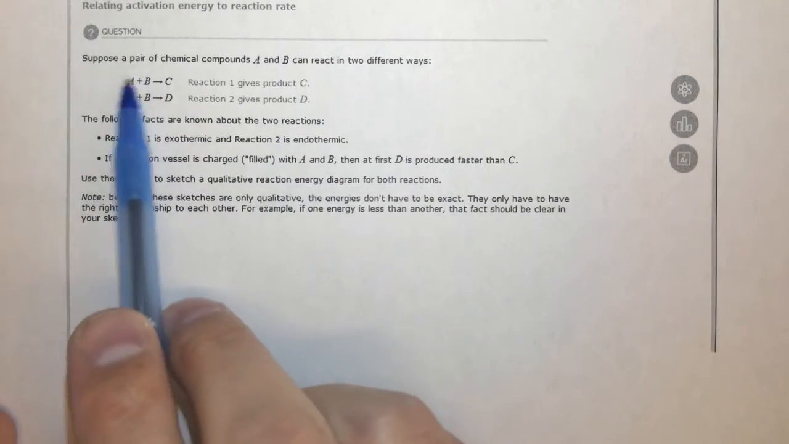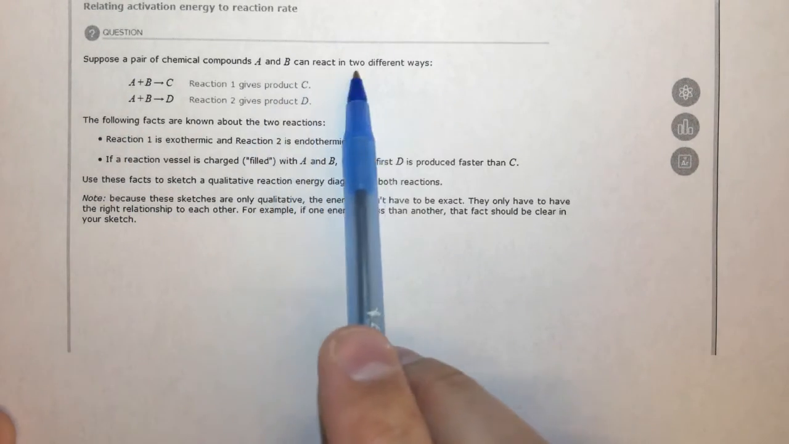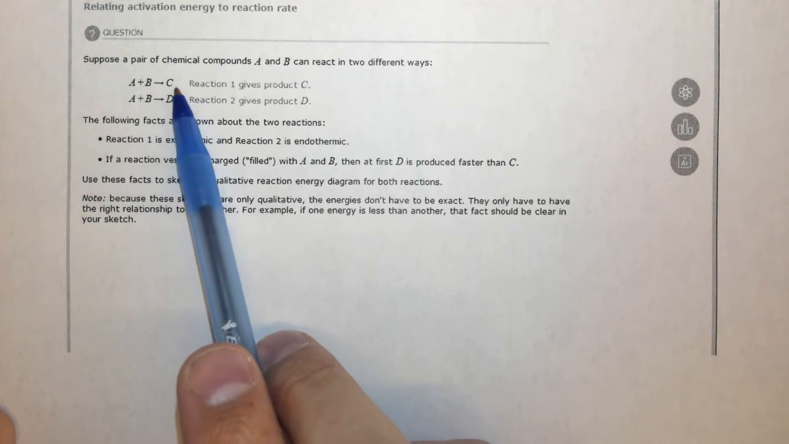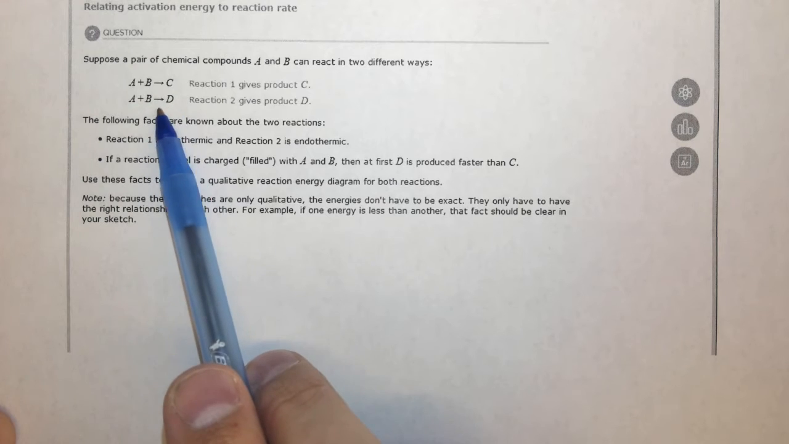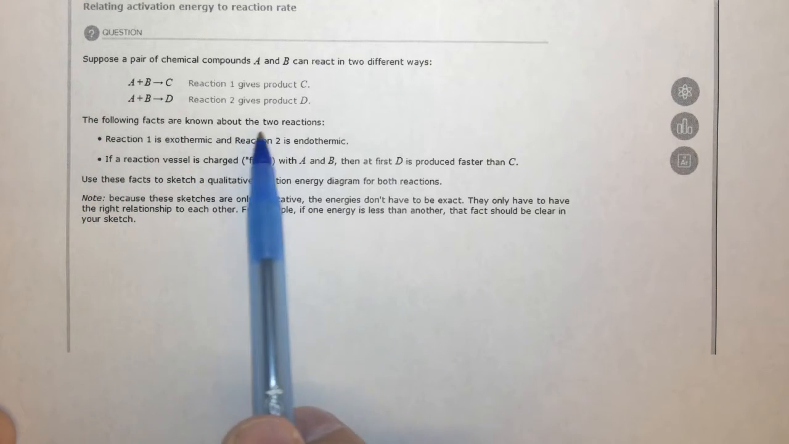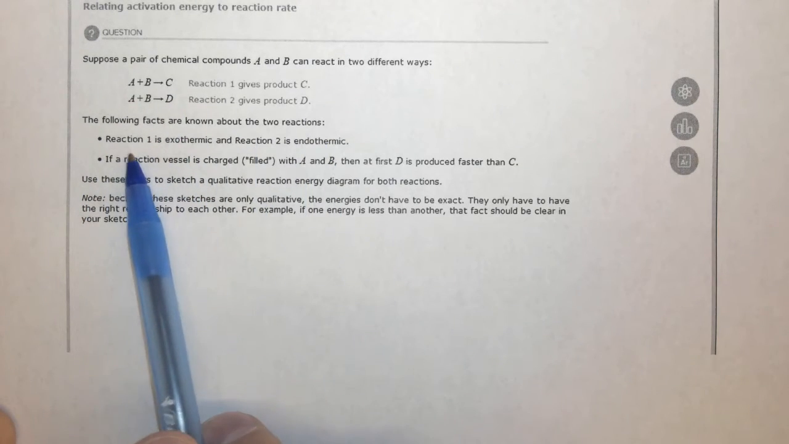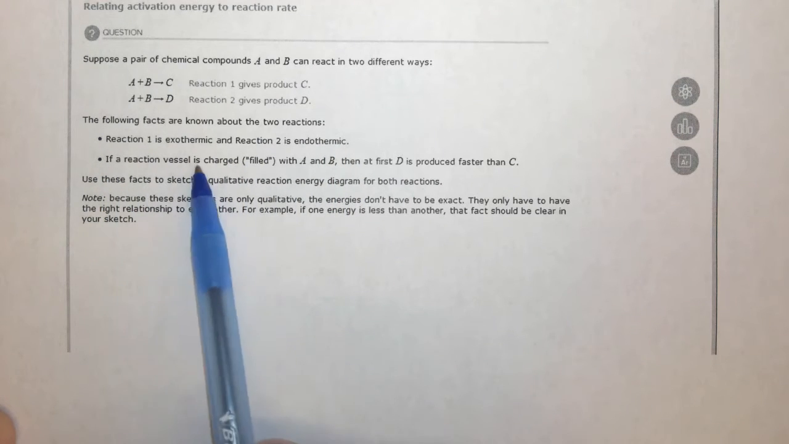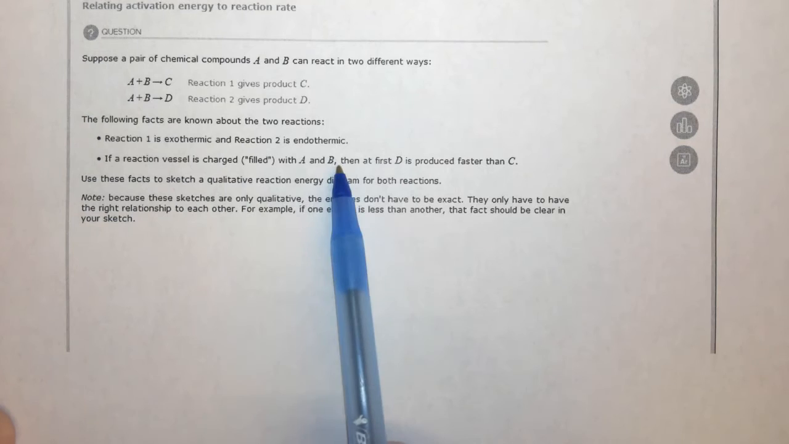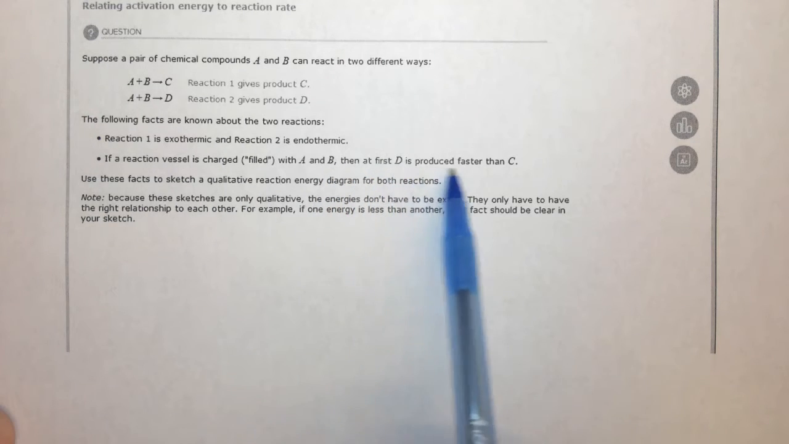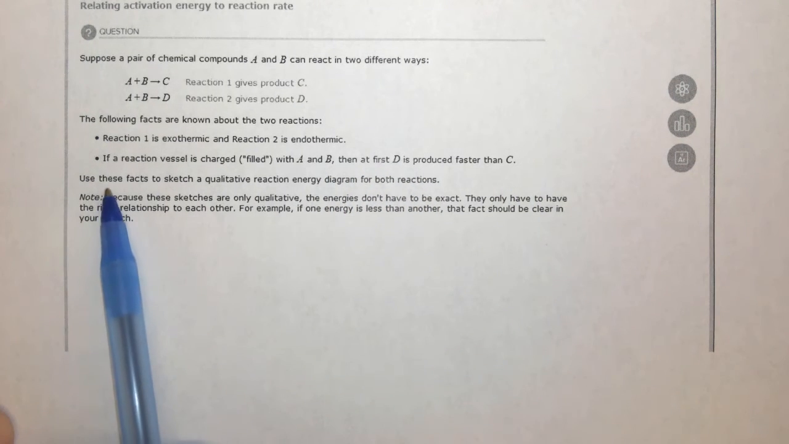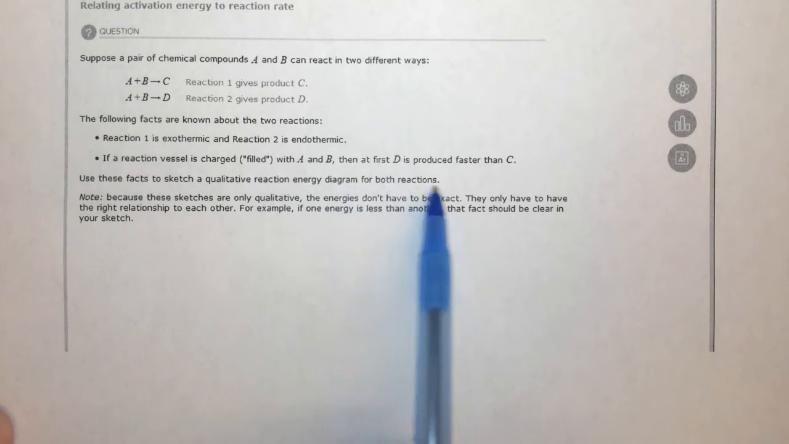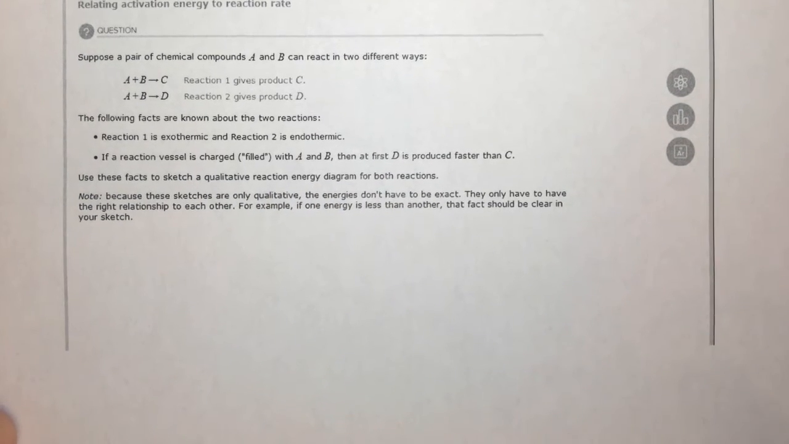In this question it says, suppose a pair of compounds A and B can react in two different ways. So for reaction 1 we have A plus B yields C, and for reaction 2 we have A plus B yields D. The following facts are known about the two reactions. Reaction 1 is exothermic and reaction 2 is endothermic. And the other fact is, if a reaction vessel is charged with A and B, then at first D is produced faster than C. Use these facts to sketch a qualitative reaction energy diagram for both reactions.